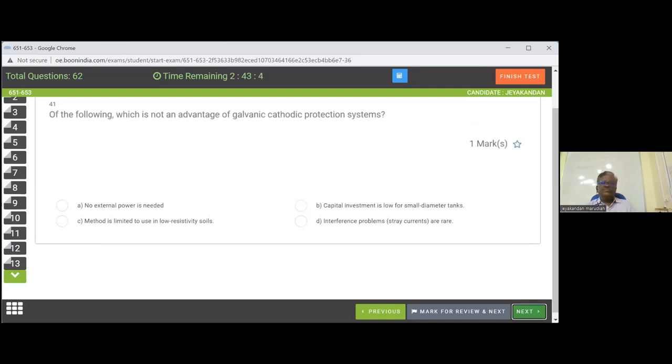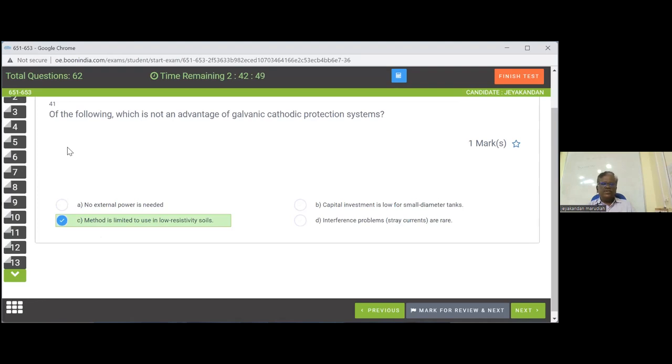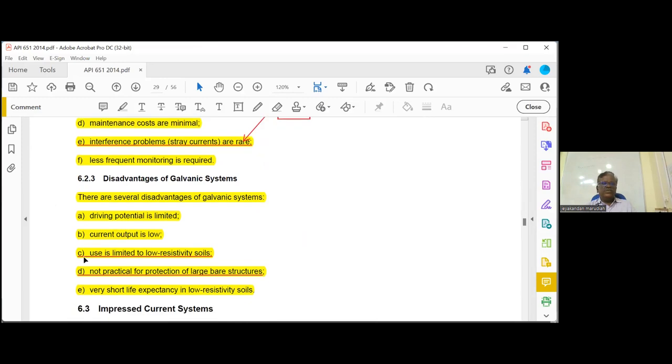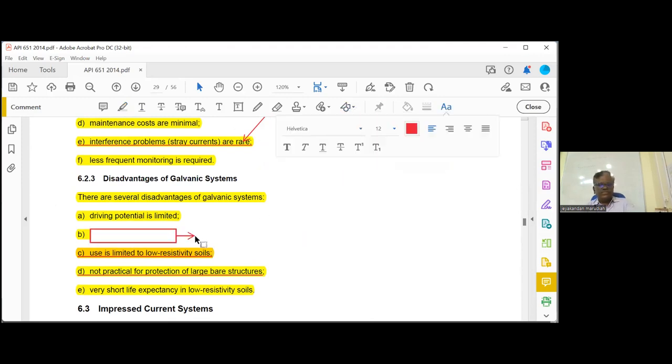Of the following, which is not an advantage of a galvanic cathodic protection system? No external power is needed: advantage. Low capital cost: advantage. Use only in low resistivity soil: this is the limitation. That is a limitation, it is not an advantage. You can see the disadvantage is marked. So galvanic disadvantage: limited to low resistivity soil. That is a disadvantage. Open book question. It is limited to only low resistivity soil; in high resistivity we cannot use it.